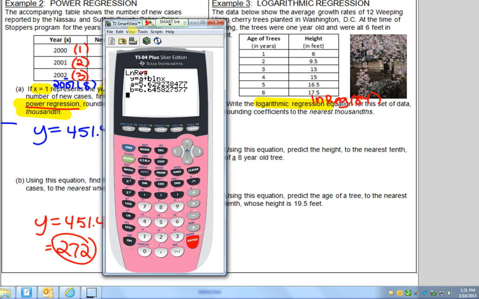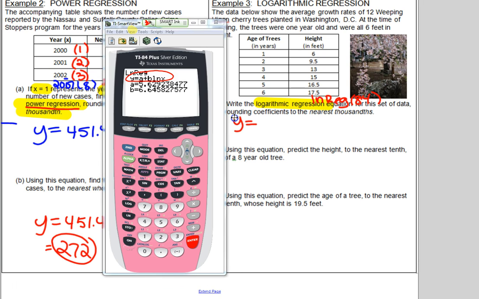So this is the form of the answer. We're going to have Y equals, rounded to the nearest thousandths. So Y equals, the A number is 5.629. Then it has a plus sign. Then the B number goes next, 6.646. And then it has ln of x. Okay, so even on the Inspire, even though it says logarithmic regression, you'll get the ln.